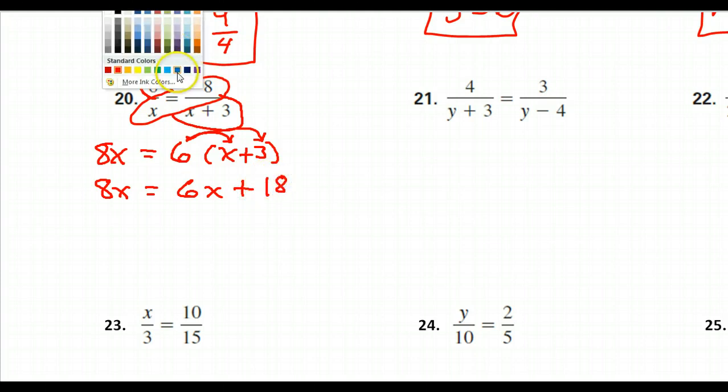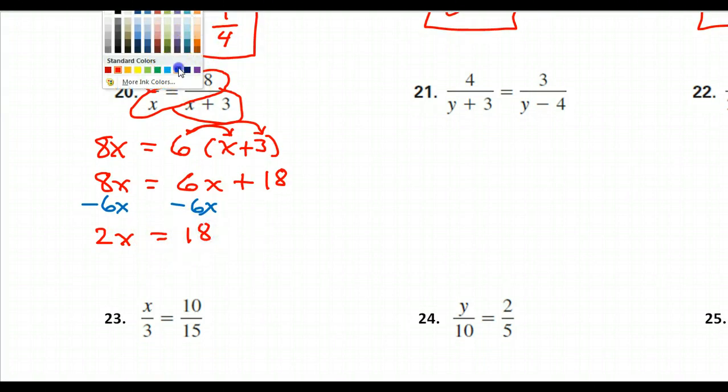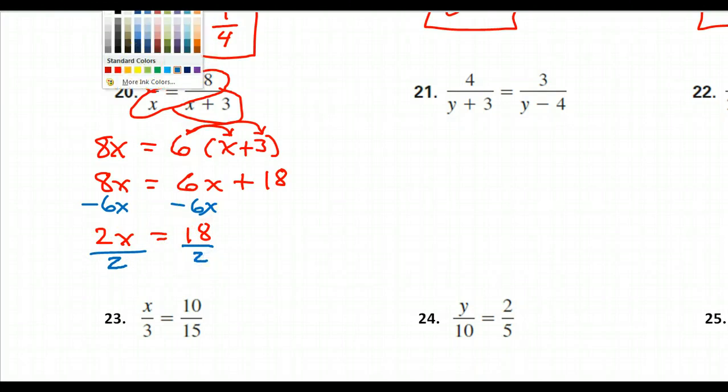Time to subtract 6x from both sides, yes? So that's going to give me 2x is equal to 18. Of course, now we'll divide by 2. And I will get x equals 9.